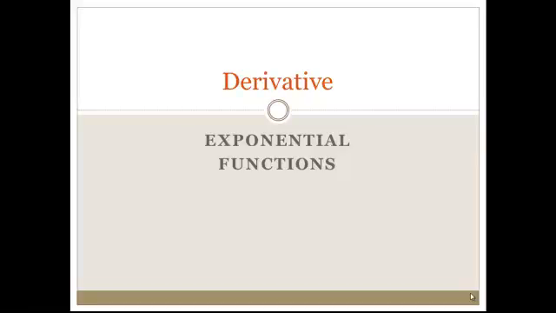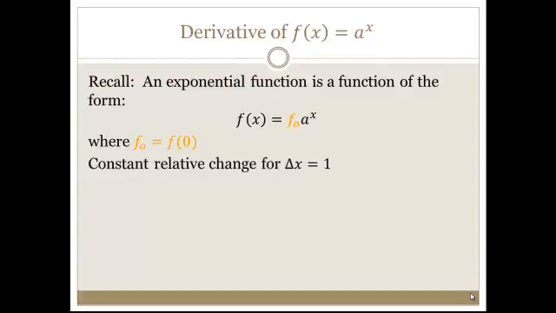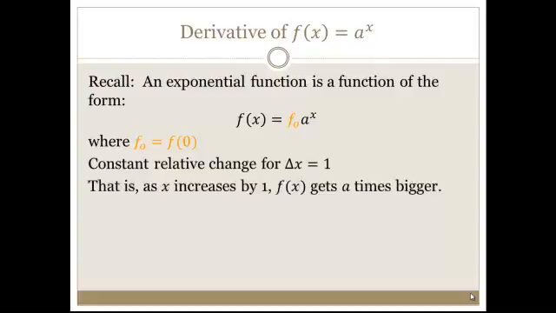We will now look at how to compute the derivative of an exponential function. Recall that an exponential function is a function of the form f of x equals f naught times a to the x, where f naught is f of 0, and it has a constant relative change for delta x equals 1. That is, as x increases by 1, f of x gets a times bigger.